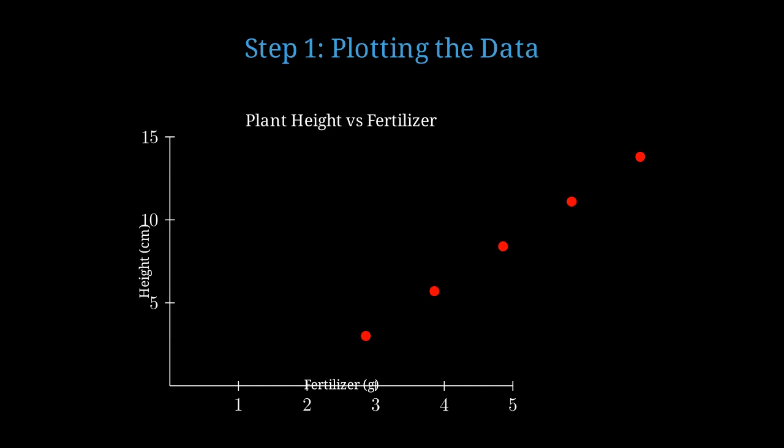The first step in any data analysis is to visualize your data by plotting it on a graph. This helps you see patterns that might not be obvious in a table. Here's our scatter plot. Each red dot represents one data point. The x-axis shows fertilizer amount, the y-axis shows plant height. Notice how the points seem to follow an upward trend.